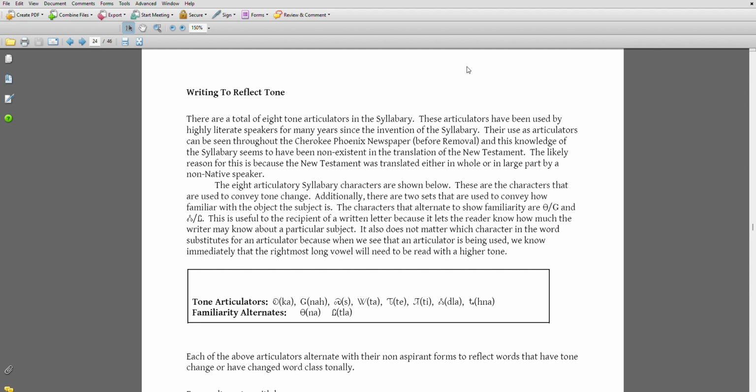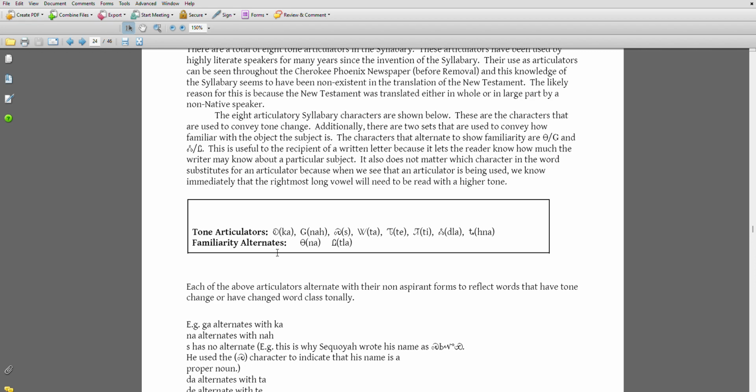It also does not matter which character in the word substitutes for an articulator, because when we see that an articulator is being used, we know immediately that the rightmost long vowel will need to be read with a higher tone. So tone articulators are ka, na, s, ta, te, ti, dla, and hna. And familiarity alternates are na and tla.